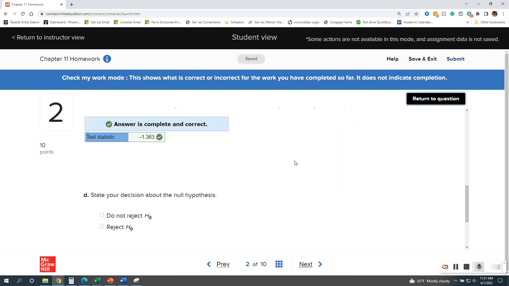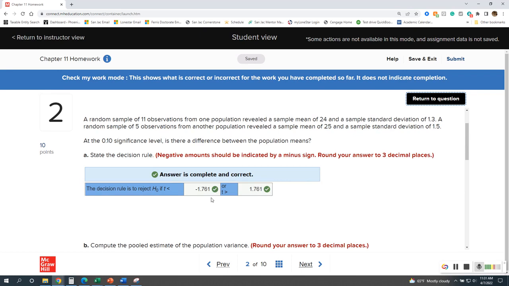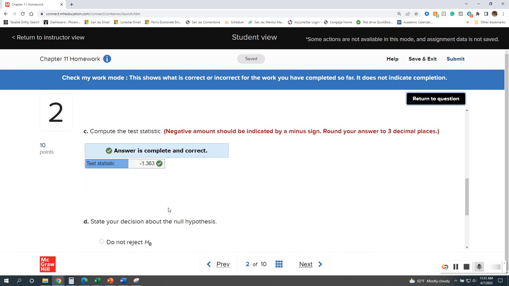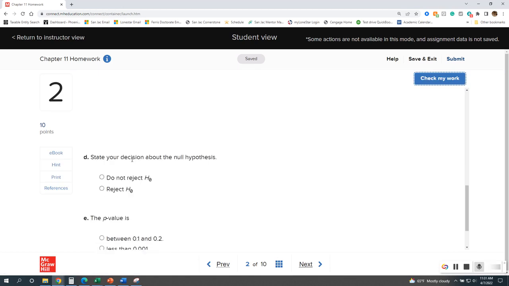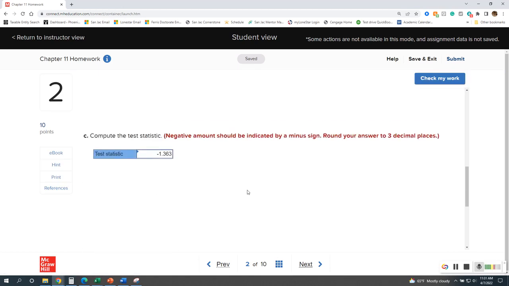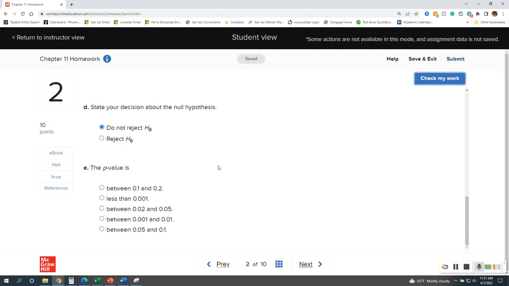Alright. State your decision about the null hypothesis. Okay, so we're going to take this test statistic and we're going to see if it's less than negative 1.761, which means it has to be a greater number than what we have as a negative. It is not. So that means I do not reject. Do not reject null. None shall pass. Okay. Again, you can always check to make sure.